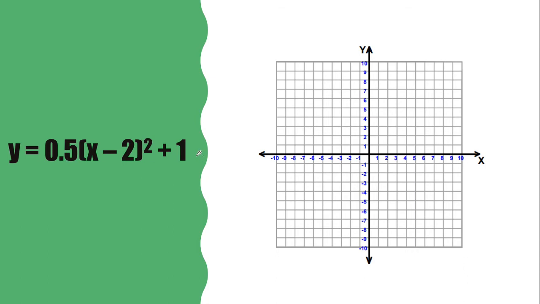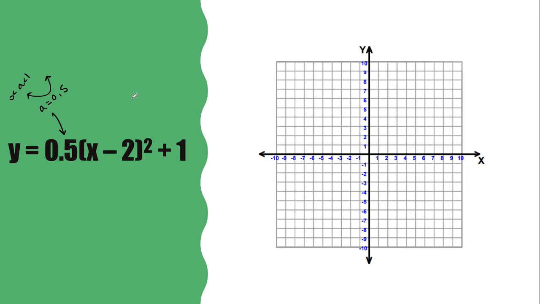Let's break down our equation. So I'm going to pause the video, find out what your A, H, and K are, what's your vertex, is my graph facing up or down, okay, and then from there we'll graph. So your A value is 0.5. That means your graph was compressed, right? So it should be a little wide because that number is between 0 and 1.